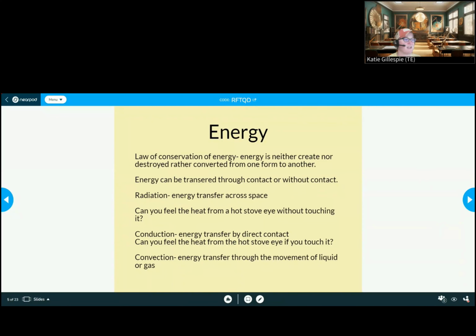"That's hot." Well, what did I do? Because I'm a button pusher, I had to touch that eye, and of course, I got burned really bad. So I learned conduction firsthand. It was hot, and I got burned.